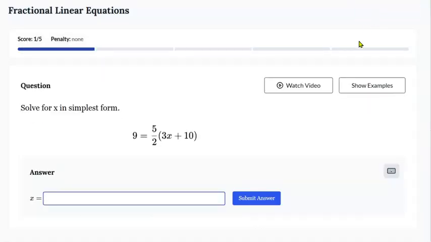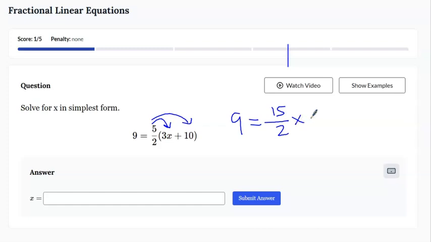One more time. Distribute the fraction. 5 times 3 is 15. And don't divide by 2 yet. 5 times 10 is 50. 50 divided by 2 is 25. Use your calculator to compute. It's okay if you change it to a decimal. Subtract 25.